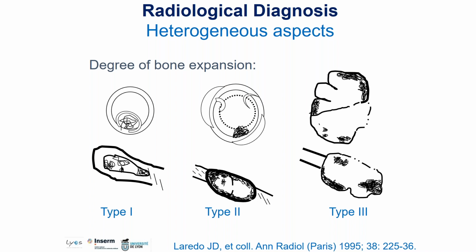And if the lesion is growing, then it can be classified as a type 2. Often there's thinning of the cortex, and type 3 is a bigger lesion with a cortex that's even thinner or even interrupted in some areas. And so this bone is very fragile.